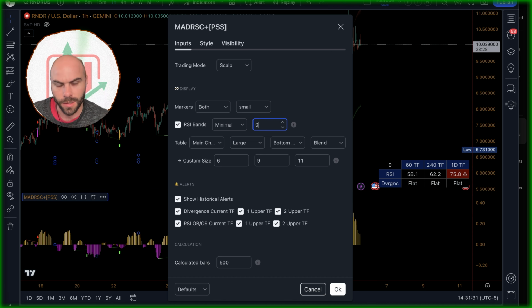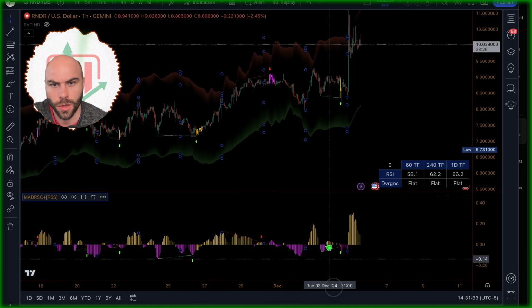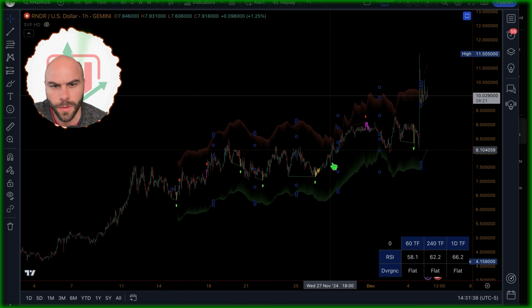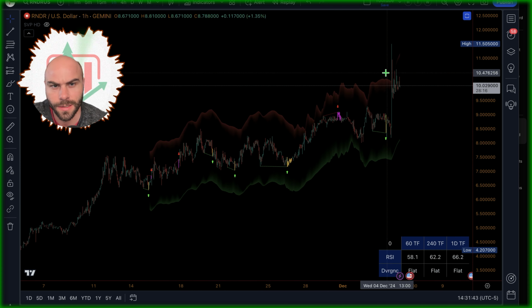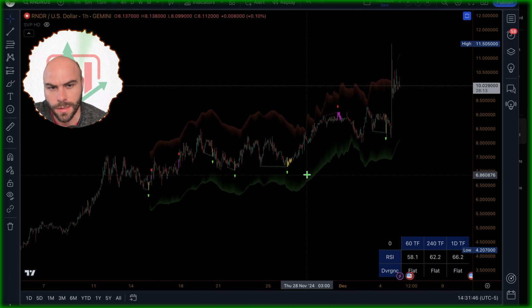We can go ahead and just put in 0 here, and it will show all of the bars going back as far as possible. So there's a limit there that you can set so you don't get this. Sometimes it's a little messier. And what this is, is RSI bands.